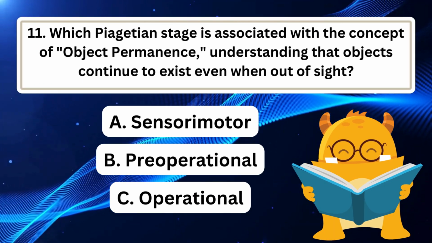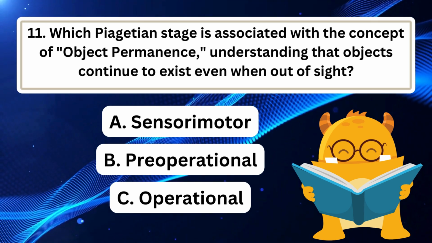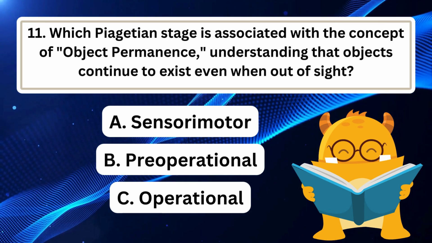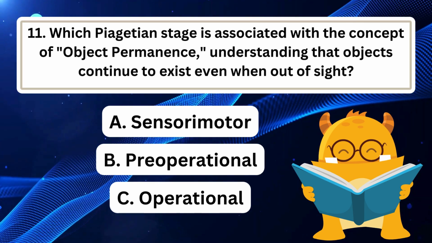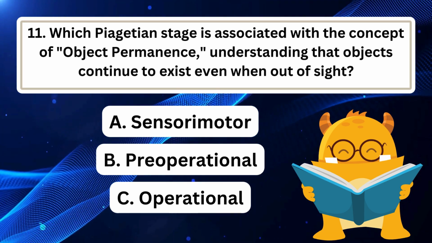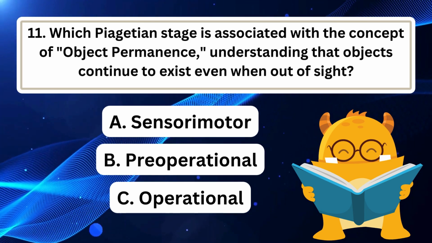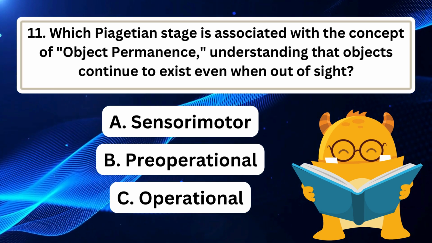11. Which Piagetian stage is associated with the concept of object permanence, understanding that objects continue to exist even when out of sight? A. Sensorimotor. B. Pre-operational. C. Operational.